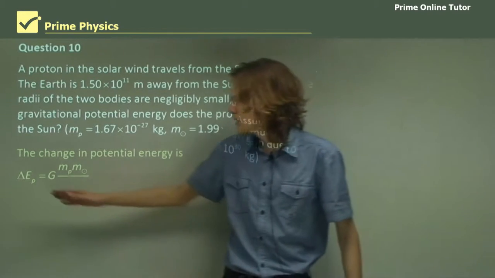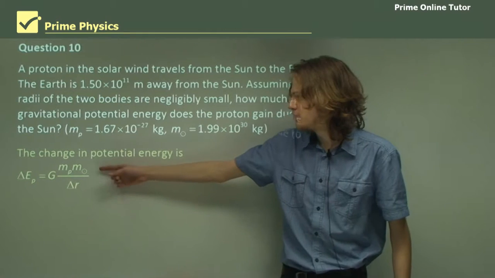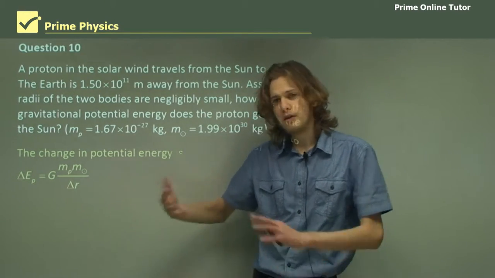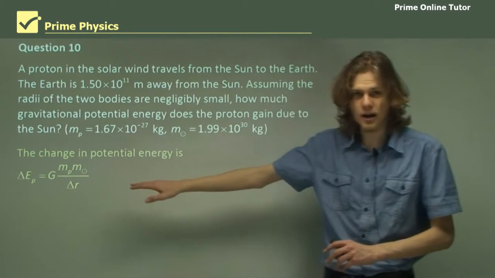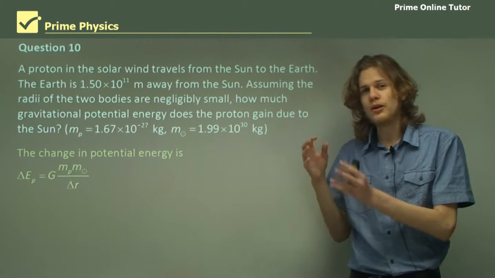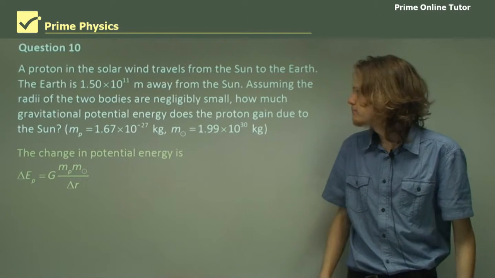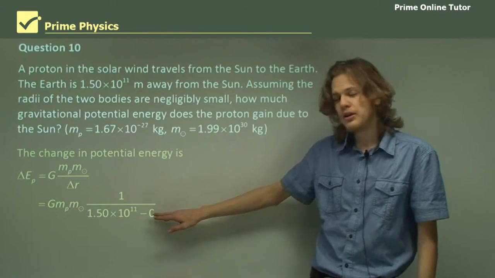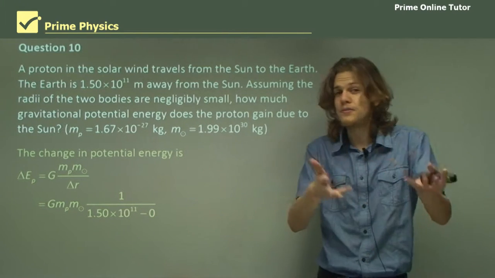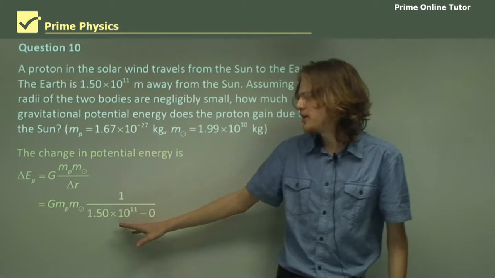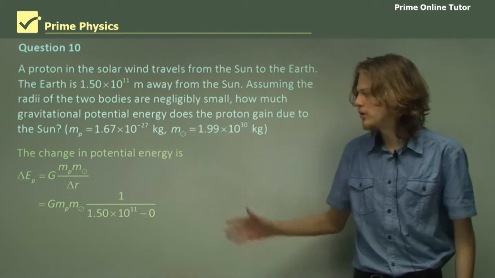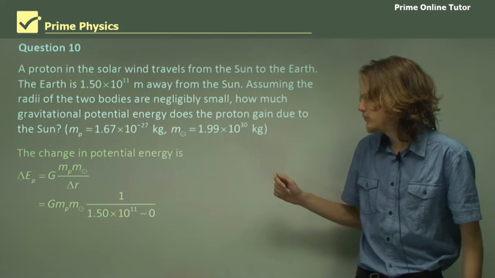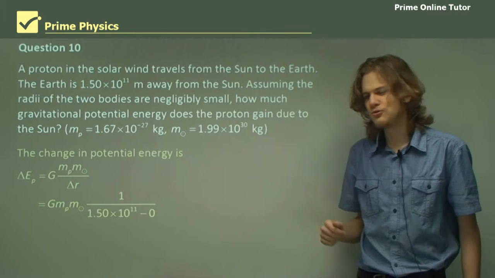So the change in potential energy will be simply the masses times the gravitational constant divided by the difference between the radii. That is the distance between the proton and the sun. So our initial distance from the sun is 0 because we're coming out of the sun. Our final distance is the distance when we reach the Earth, 1 astronomical unit. We can now substitute in our values, and that'll look really messy, so I'll just go straight to the answer.